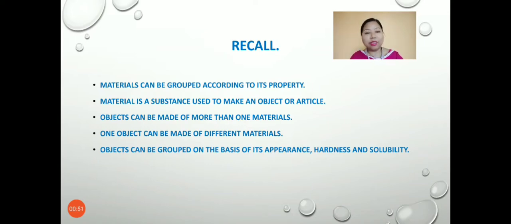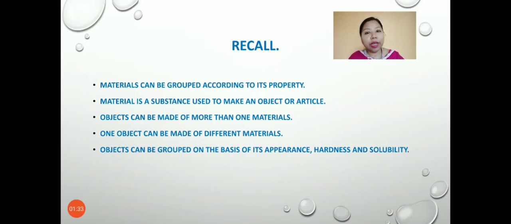So in the previous class we have learned that materials can be grouped according to its property. Material is a substance used to make an object or article. Objects can be made of more than one material. One object can be made of different materials. And also we have discussed about the properties that are based on its appearance, hardness and solubility. Fine. So I hope all of you have understood the property of hardness, appearance and solubility in the previous class.